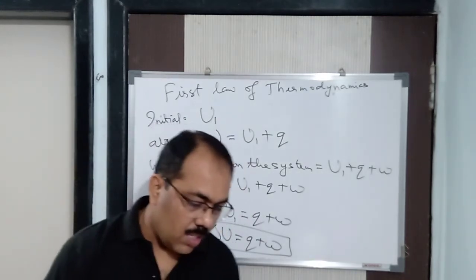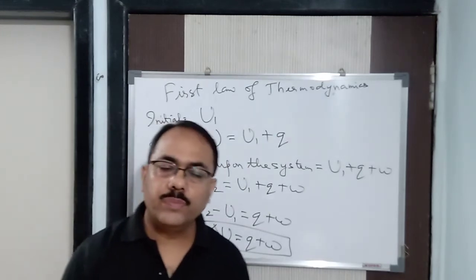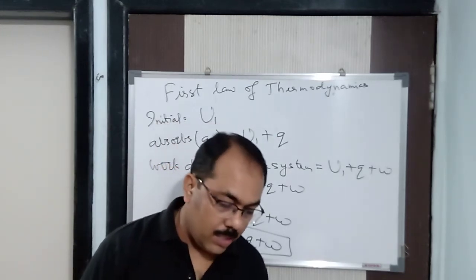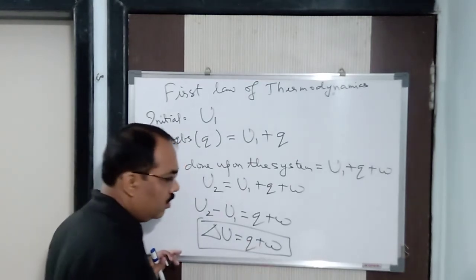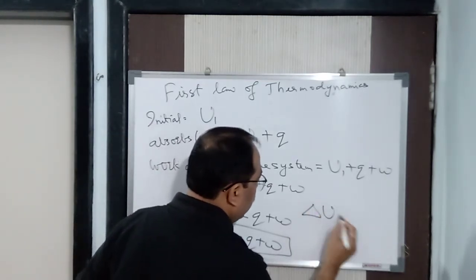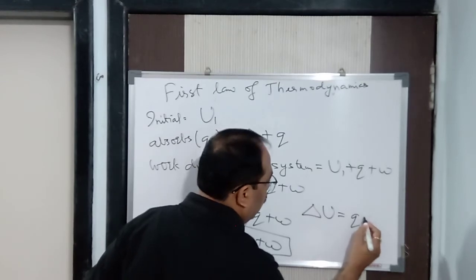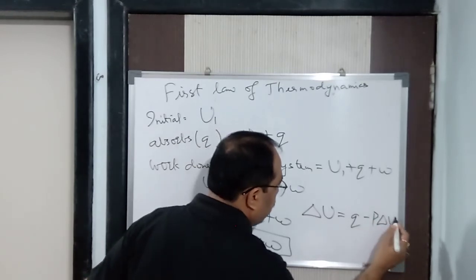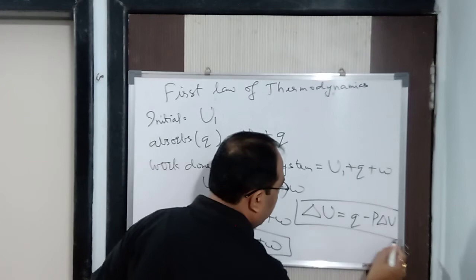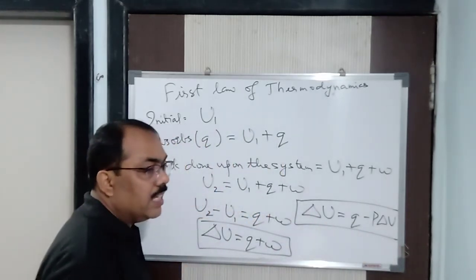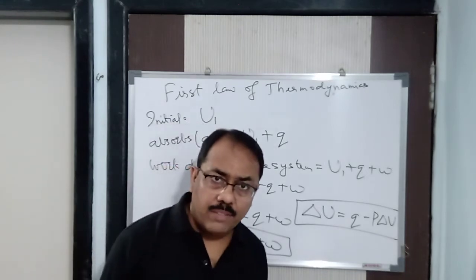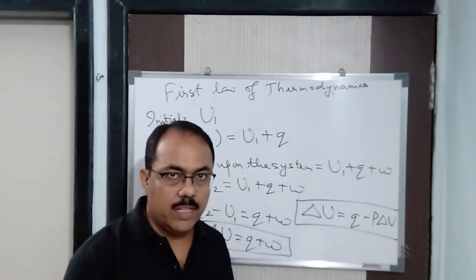Now if W is equal to P delta V, then delta U is equal to Q minus P delta V, because generally W is taken to be negative by convention. By convention, we consider W as negative.